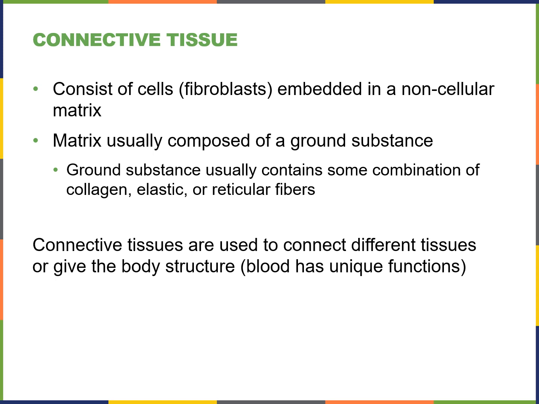And then our connective tissue. So this has something called fibroblast cells within it, and it's embedded in what's called a non-cellular matrix. The matrix is usually composed of something called a ground substance, and that's a combination of collagen, elastic, or reticular fibers. Connective tissues are used to connect different tissues or give the body structure. Blood is also considered a connective tissue, which is interesting. It's maybe not what we would expect from a connective tissue, but it is considered a connective tissue.